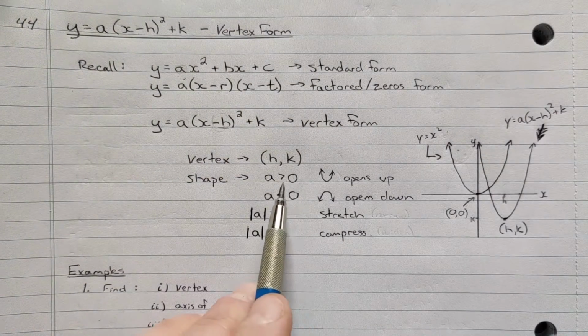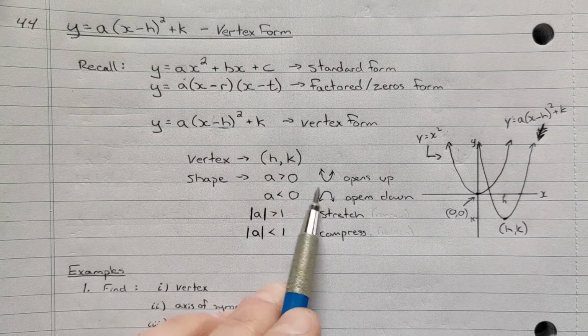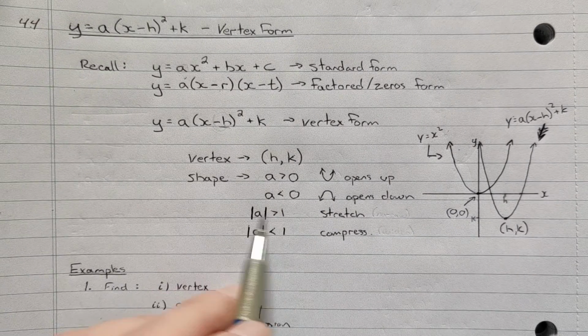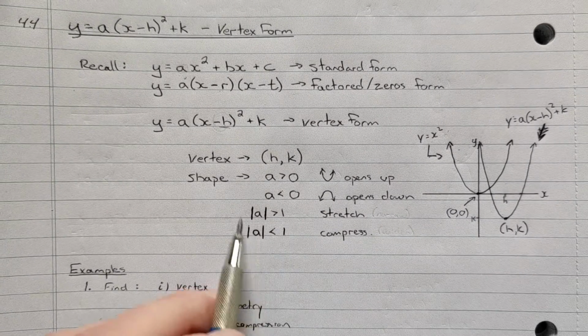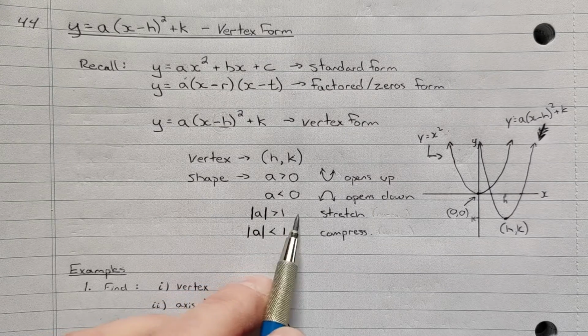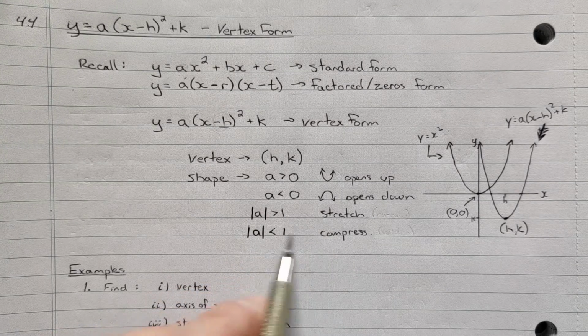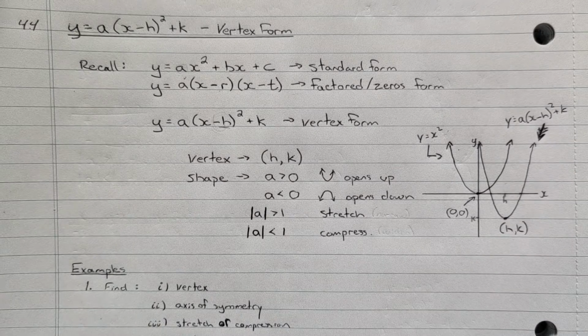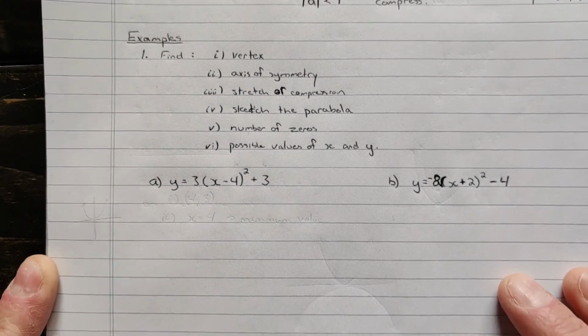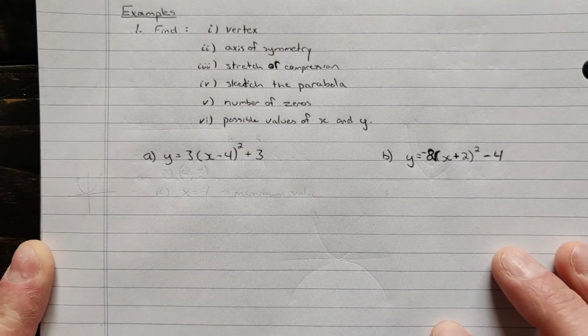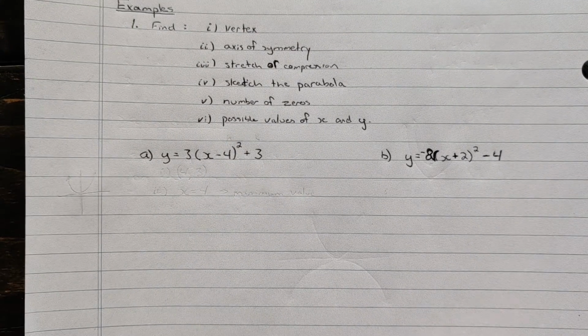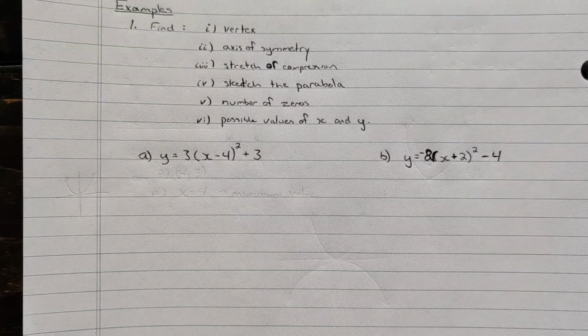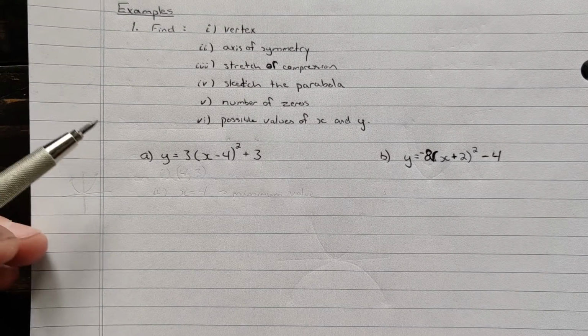And again, remember, if a is greater than 0, it opens up. If a is less than 0, it opens down. And then the absolute value of a, which is just dropping the negative sign, if it's a number bigger than 1, it stretches the graph. If it's less than 1, it compresses the graph. So let's take a look at applying some of this to some questions. Just straightforward, taking a look at our examples and seeing what's going on here.